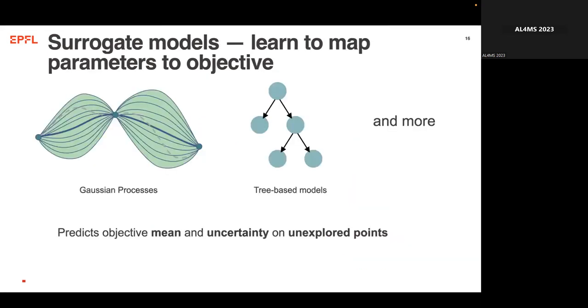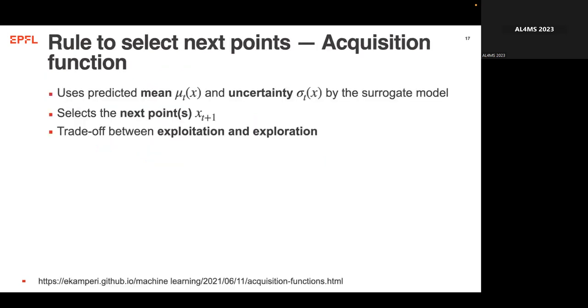As surrogate models, the function that learns to map your parameters to your objective, and we've seen that in the workshop in deep detail, you can use Gaussian processes, tree-based models, and many more, as long as it predicts the mean and the variance for the unexplored points. Then you have the acquisition function, which basically gives you the trade-off between exploration and exploitation and selects the next points.